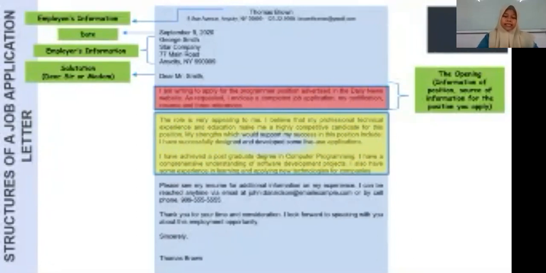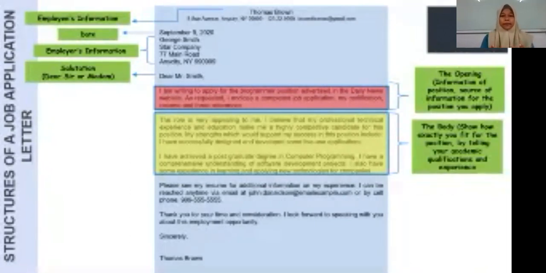The next part is the body. This is the most important part of the letter, and this is also usually the most difficult part to write. Why? Because in the body, you will sell yourself, promote your talents and skills, so the employer will be interested in hiring you to work in their company. So in the body, guys, there is some information that you have to put. It's all about your skills, academic background, and also the professional achievements you have got in your previous work.